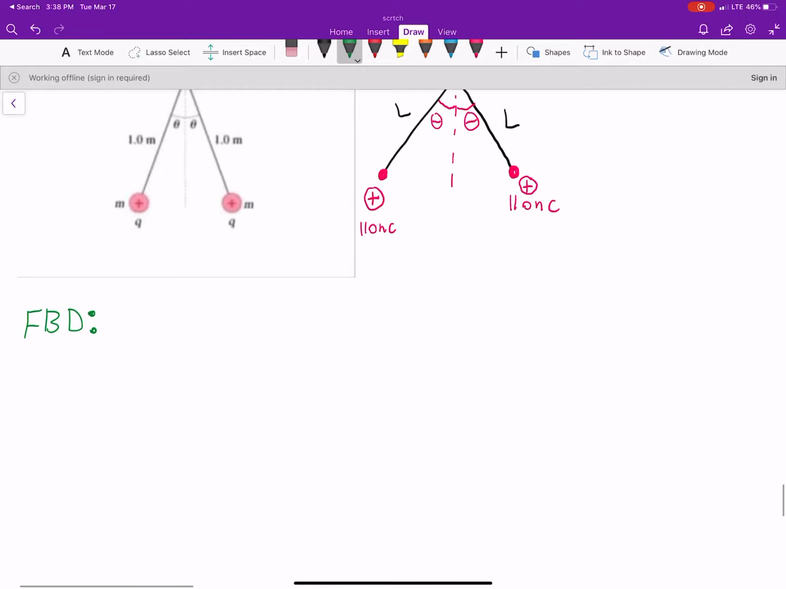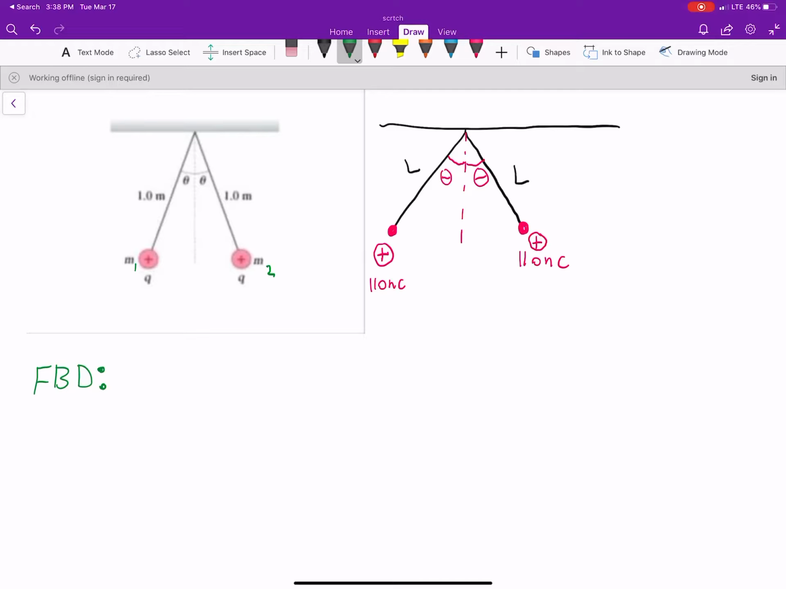So let's do that. We can do it. I'm going to call this mass 1 and this mass 2. Yes, they're the same, but it's fine. You can look at either one. I'll just look at mass 1. So I'll draw the red dot.